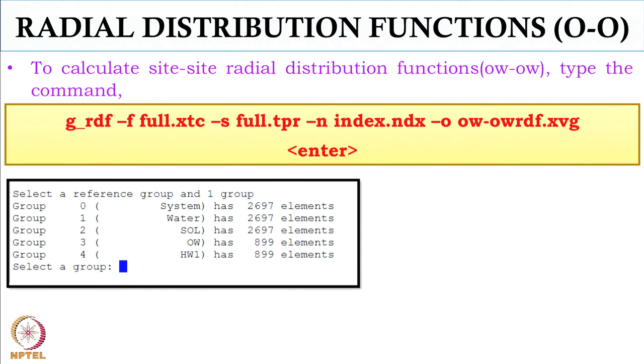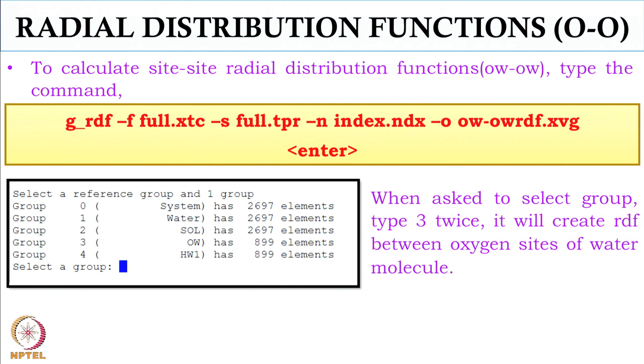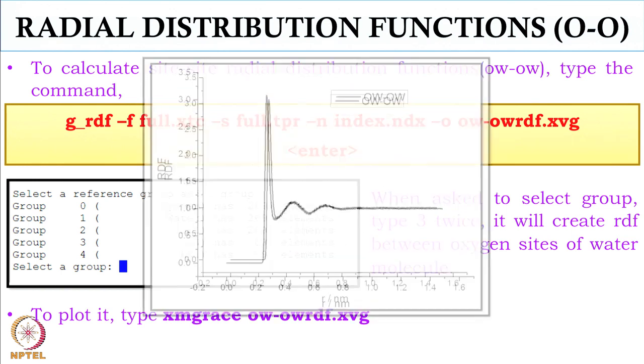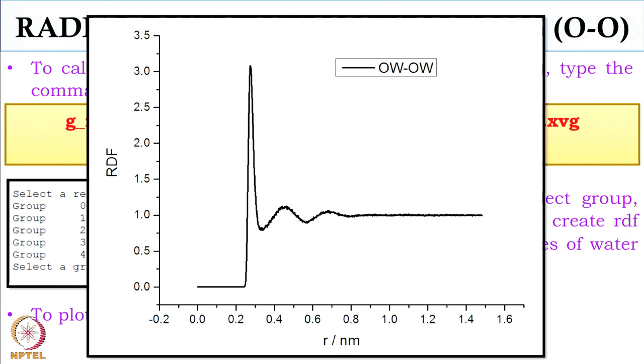And now we have created different sites for OW and for HW1, which contain 899 sites each. So now to create the radial distribution function between oxygen of water, first we have to type 3 and then again 3, because we are creating the RDF between oxygen and oxygen of water. And now to view the file, you just type xmgrace followed by the XVG file name. It will be displayed on the screen. So this is the radial distribution function between the oxygen sites of water molecules.